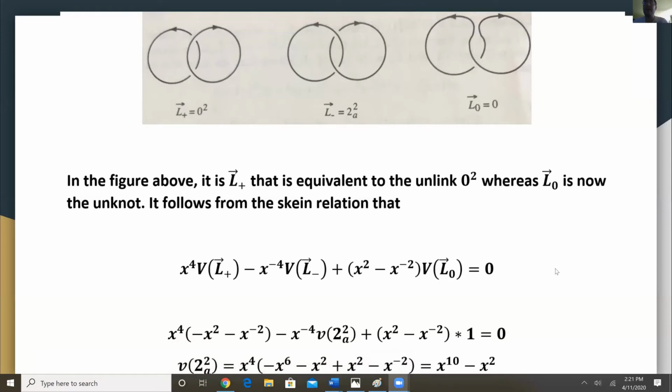And there's our final answer. So for a 2 crossing 2 link, for this specific example of the images above, we have the polynomial as x to the power of 10 minus x squared. I suggest you try going through the math on your own to see where that comes from.